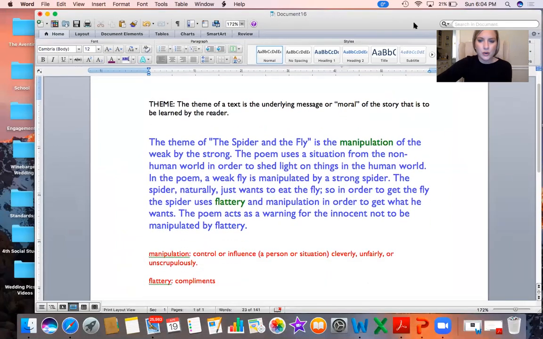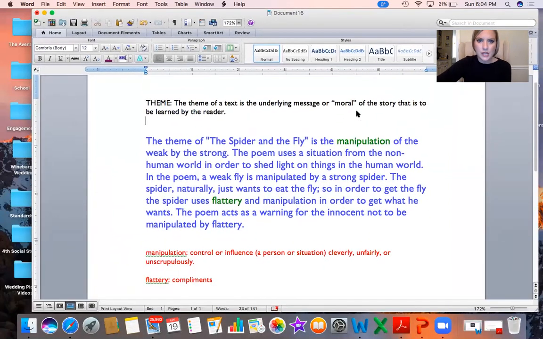All right, so if you recall, the theme is the underlying message or the moral of the story, right? What is to be learned by the reader? So here's a great thorough answer to this question. The theme of The Spider and the Fly is the manipulation of the weak by the strong. The poem uses a situation from the non-human world in order to shed light on things in the human world.